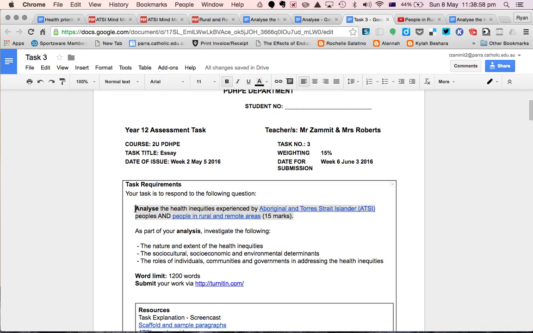So getting straight down to the question: analyse the health inequities experienced by Aboriginal and Torres Strait Islander peoples, or ATSI peoples, and people in rural and remote areas, and it will be marked out of 15. Just looking quickly at breaking down this question.